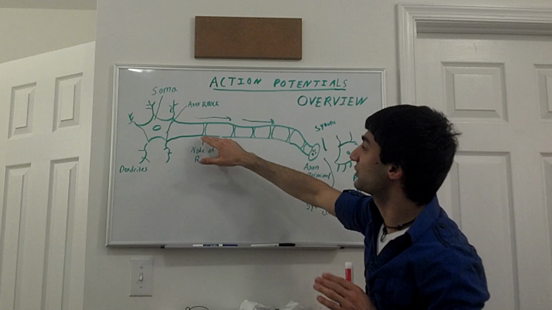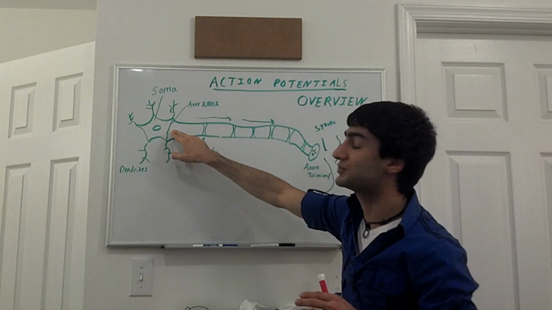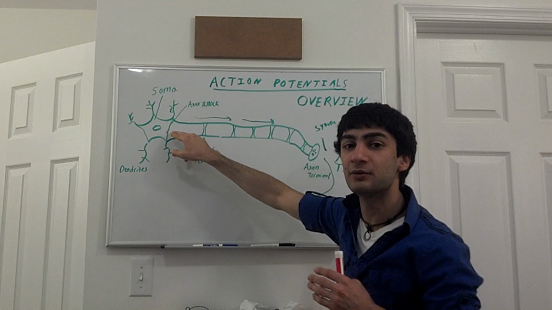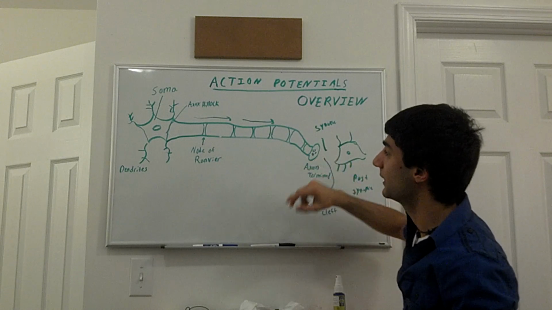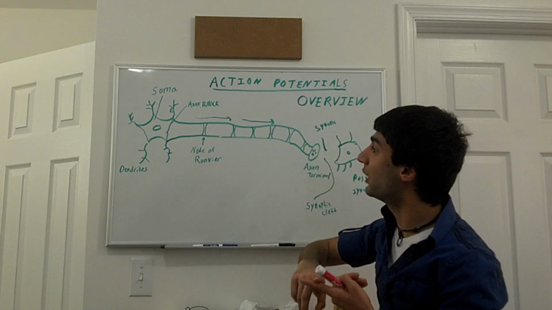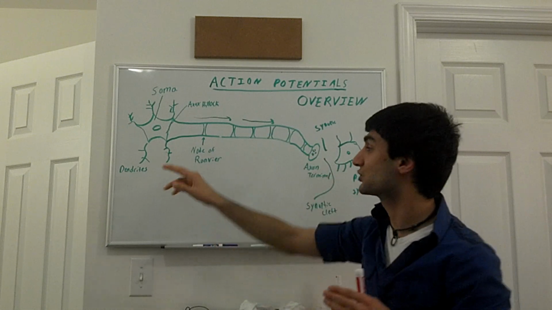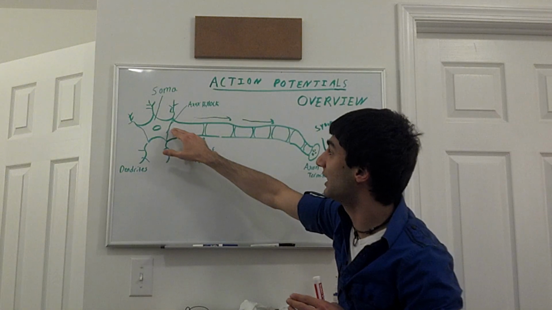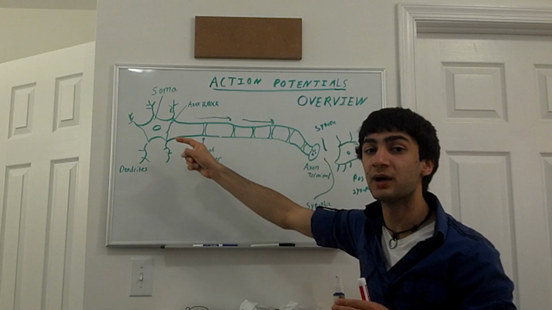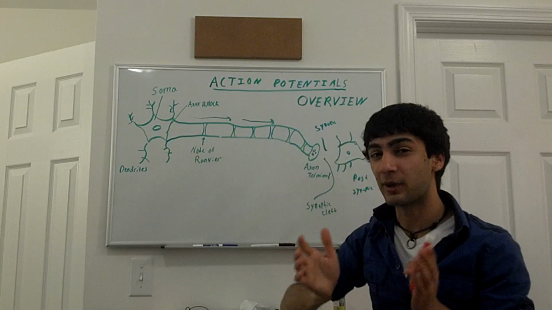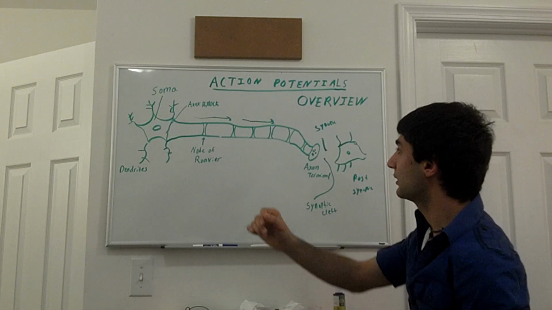And then after that, we're going to talk about the mechanism of propagation of the signal. Once the action potential is triggered, how is it going to be propagated down the axon to the axon terminal? We're going to talk about why it's unidirectional, meaning that the signal only goes in one direction. It goes from the axon hillock to the axon terminal. It does not go the other way. We're going to talk about why that is the case and the mechanism involved.